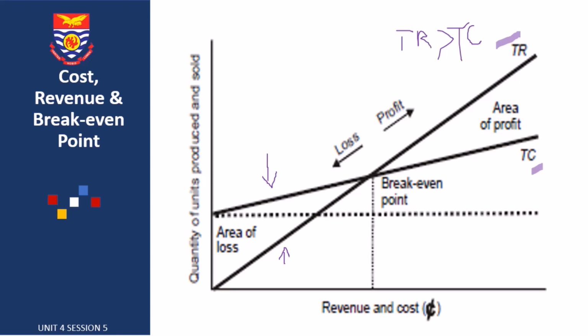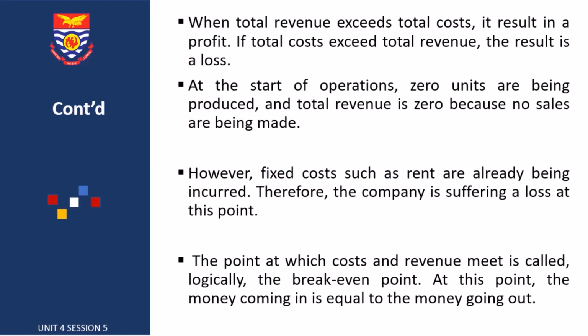But when total revenue and total cost are the same, when TR is equal to total cost, it means there is a break-even. At this break-even point, the firm doesn't make a loss, neither does it make a profit. The amount you spent in production is the same amount you have recouped in the market. So this is the break-even point. When total revenue exceeds total cost, it results in a profit, like I have explained.